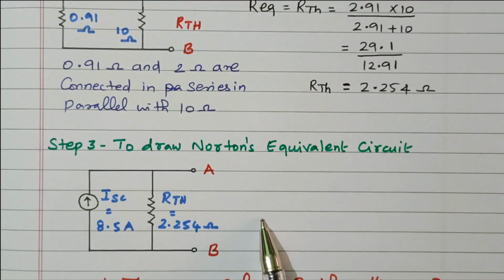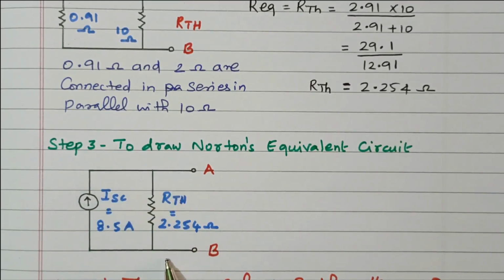There is no further calculation. Only the equivalent circuit is asked for in the question, right? So in this problem, the complicated circuit we converted into the Norton equivalent circuit, that is, a current source in parallel with the Thevenin resistance.